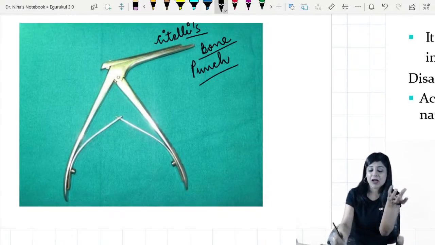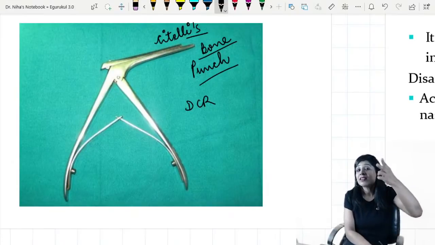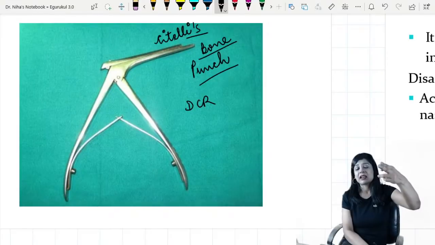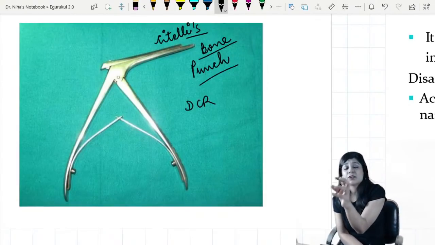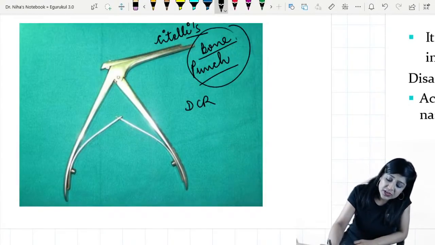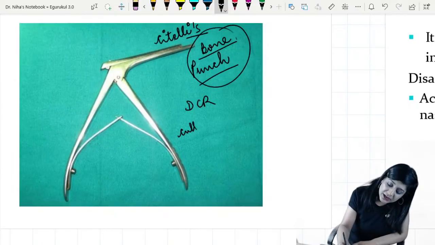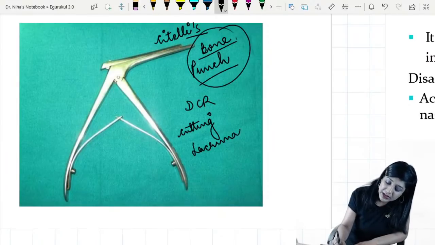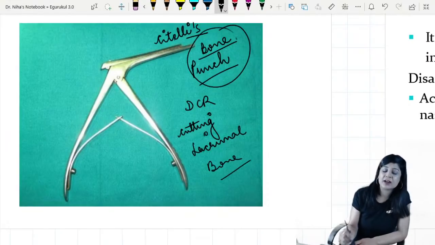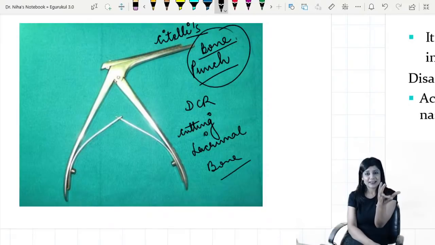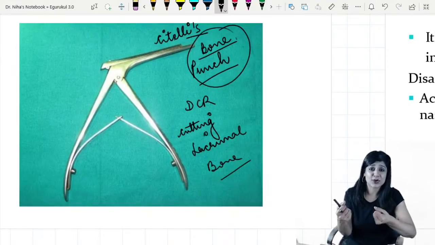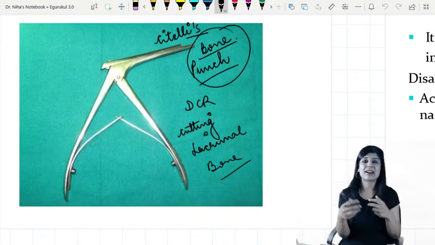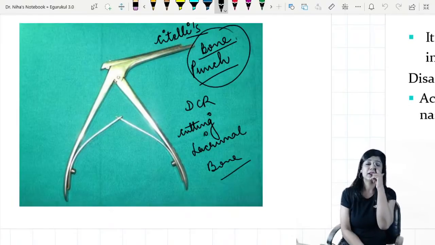When you are creating an opening in the DCR, you have to cut the lacrimal bone. When you are cutting the lacrimal bone and making the opening between the sac and the middle meatus, you are using this bone punch. This gives you a very carpenter-like feeling, and you will get a crackling sound of cutting wood, and you require a lot of energy also. It is always said that while doing the DCR surgeries, you require a lot of energy.